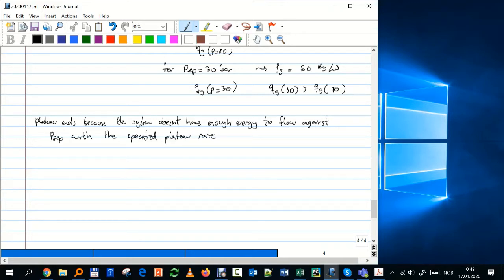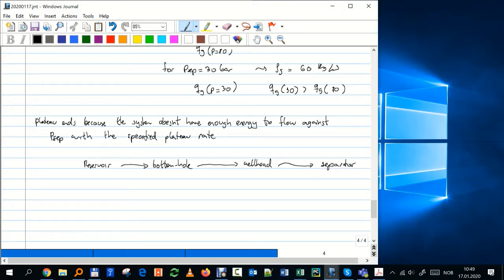Okay, I don't have enough energy to flow against that specified rate. Because we have some losses, we have to flow first from the formation. So the fluid goes from the reservoir to the bottom hole, and then from the bottom hole it goes to the wellhead, and then from the wellhead it usually goes to the separator.